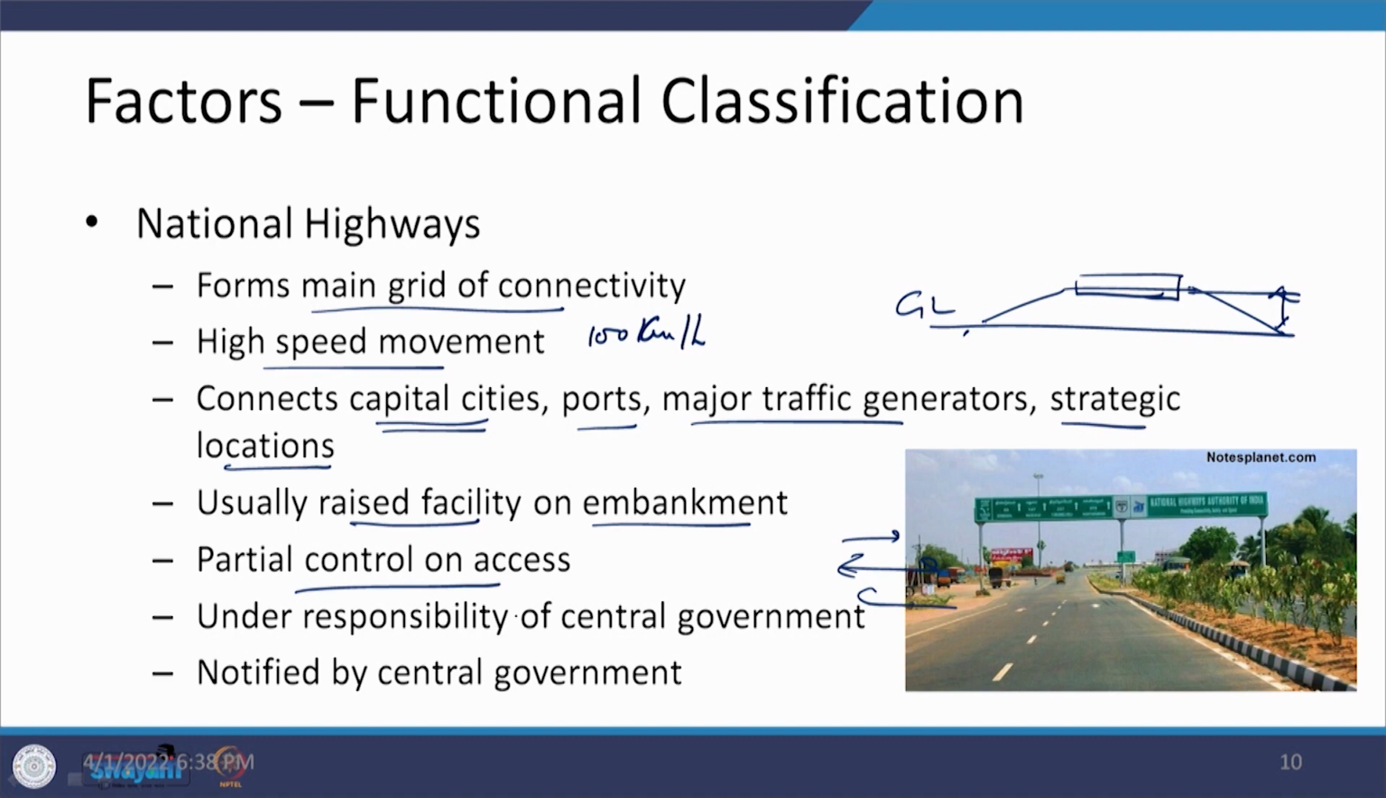But these national highways fall under the responsibility of the central government, and only the central government can notify or denotify the national highways or any road in terms of a national highway, or can remove it from the grid of national highways. So, that is what is related to the national highways. You can understand that this is going to provide the connectivity across the length and width of the country.